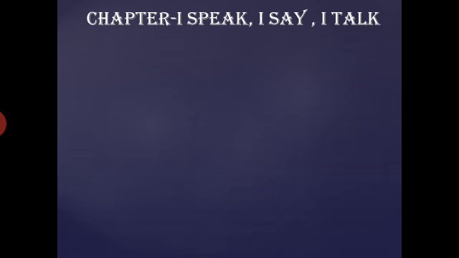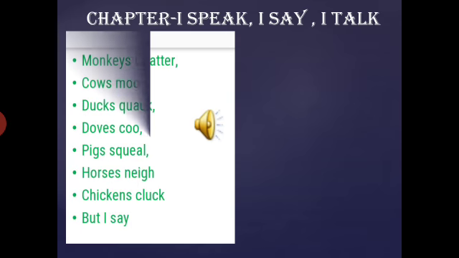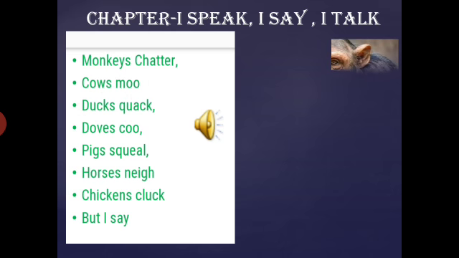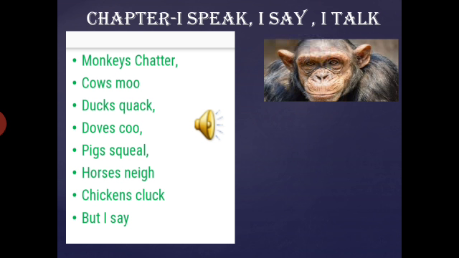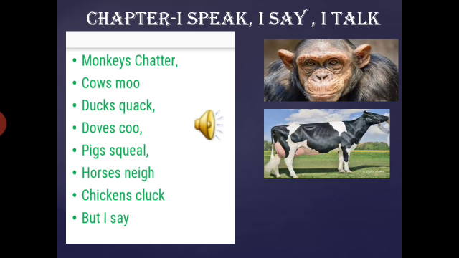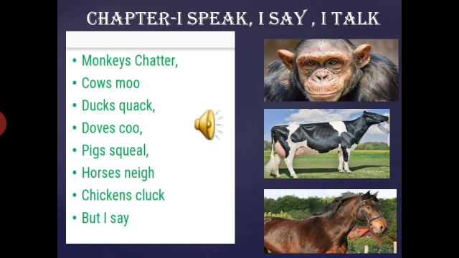Now let's see the next stanza. Let's read the next stanza of this poem. Monkeys chatter, cows moo, ducks quack, doves coo, pigs squeal, horses neigh, chickens cluck, but I say. This is the second stanza of this poem, where the sounds of other animals are given.